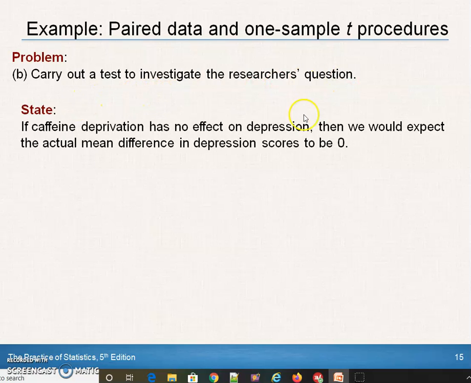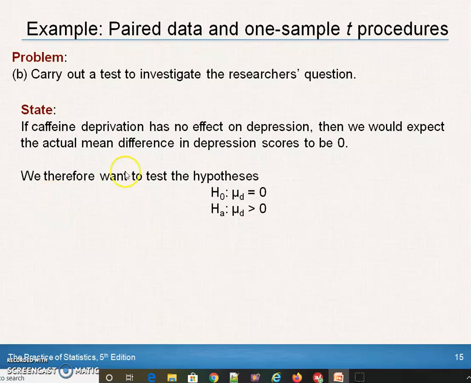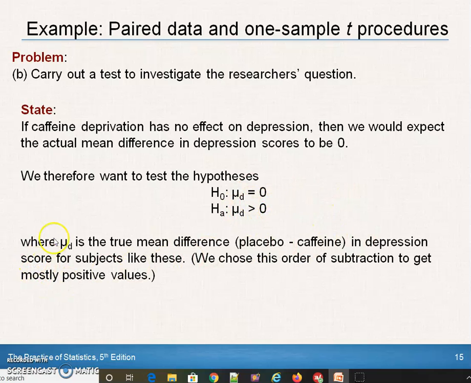So carry out the investigation. If the caffeine deprivation has no effect, they would expect the actual mean difference to be 0. So we're going to ask the question: if there is no effect, mu sub d, the difference, would be 0. The alternative is greater than 0. Now you could say not equal to, perhaps. But with the depression, we're trying to look at things going greater than, not less than.